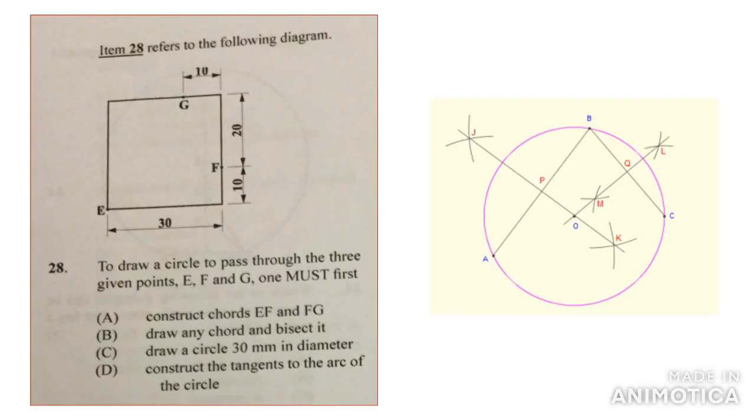To draw a circle to pass through 3 given points, and I have an example on the right hand side here. So right here, you have 3 given points. If you want to draw through the 3 given points, which is E, F, and G, you need to draw the chords, okay? So this is a chord, which is a line going to the two ends of the object, okay? That is a chord. So you want to construct chords E, F, and F, G in order to get you a circle around the points, okay? So the answer would be A.